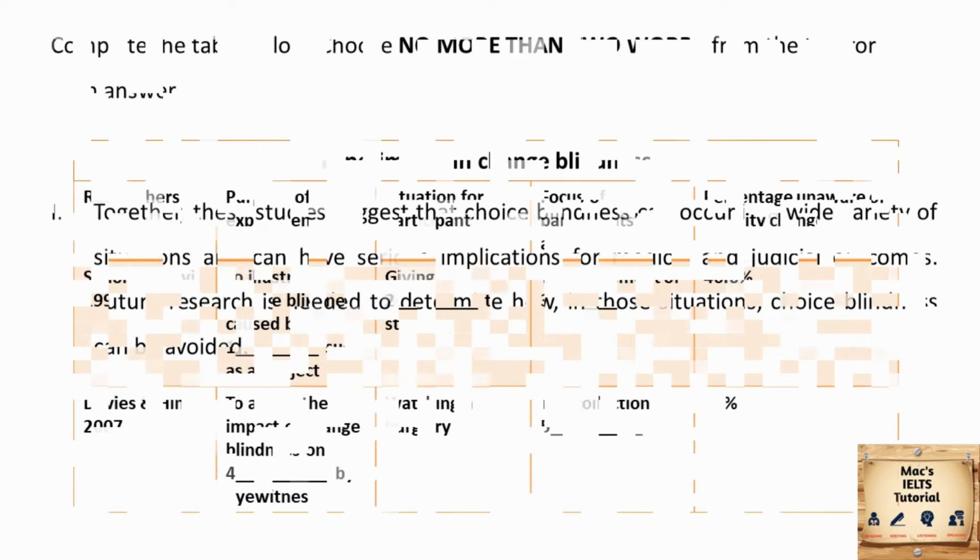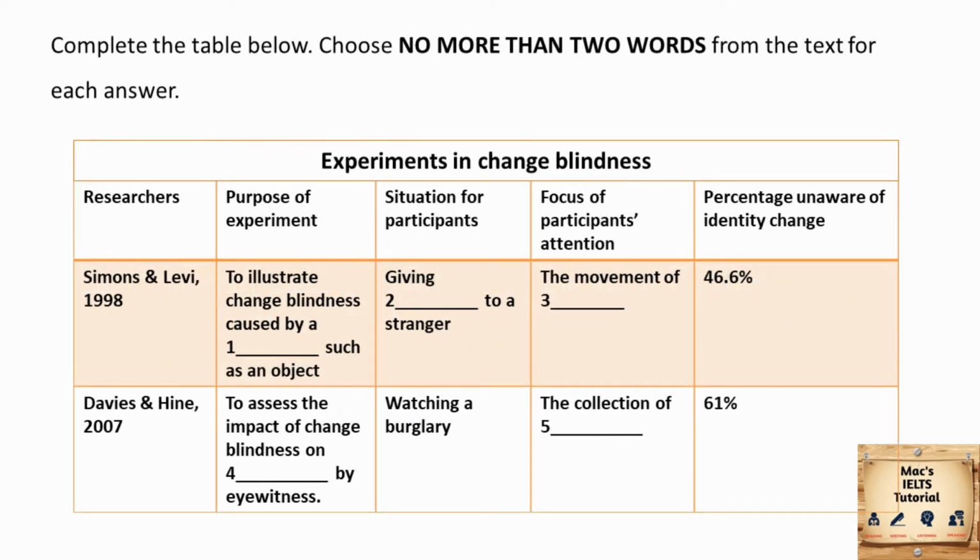The first set of questions that follows the passage is a table completion. If you have a look at the table, the content of the table is about experiments in change blindness. Moreover, it is about Simons and Levin and Davis and Hines experiment. So, when you skim through the passage, it is paragraph B and C which expose us to the experiments done by Simons and Levin and Davis and Hines. Therefore, we shall narrow down our concentration to paragraph B and C.